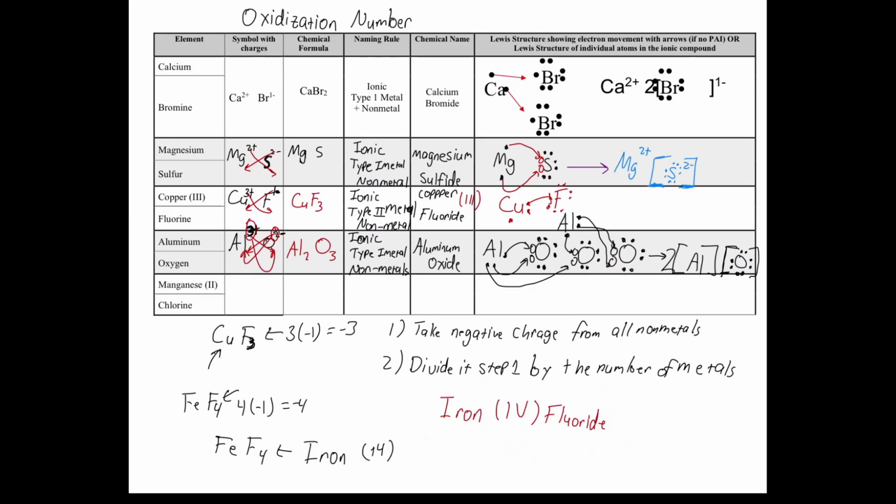Each fluorine will take one electron from the copper. Only one electron leaves the copper at a time. So if that happens, I need 4 fluorines, right? 4 negative charges to cancel out that positive charge, or 4 neutral fluorines to accept all those electrons.